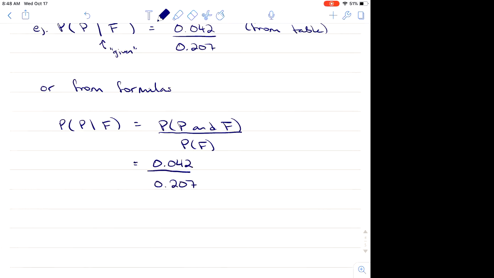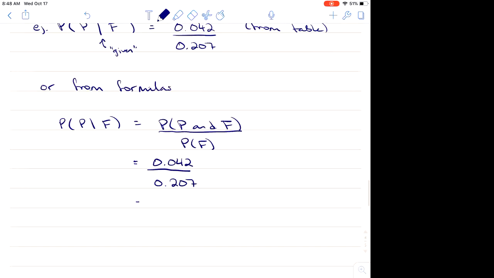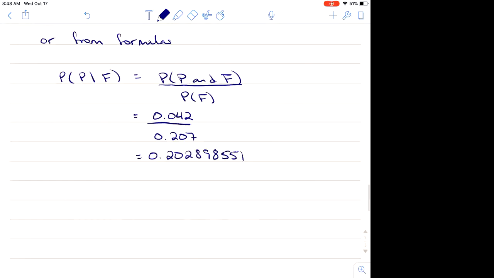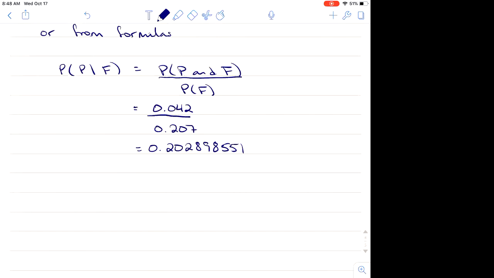right? Use whichever way makes more sense to you, right? Just looking at the table and saying, okay, probability. So I have to speak a foreign language at home. So that narrows me down to the 0.207, right? And so now 0.042 as a percentage of 0.207. Right? So 0.042 divided by 0.207. So that probability is 0.202898551. Roughly 0.203.